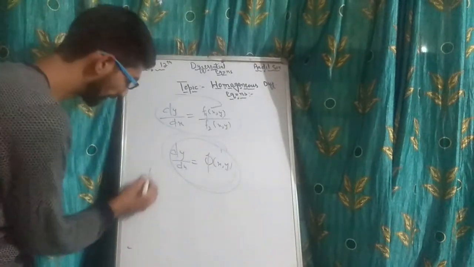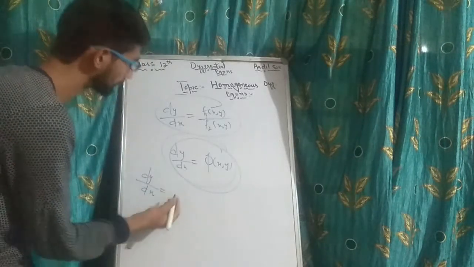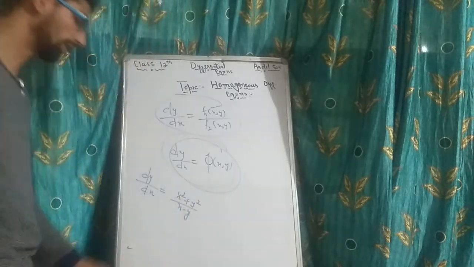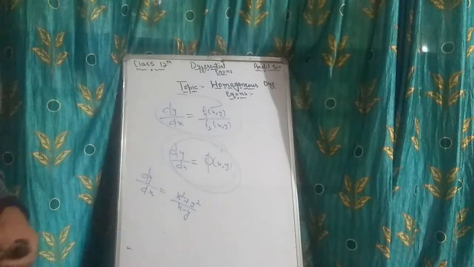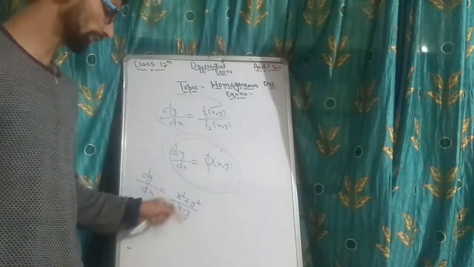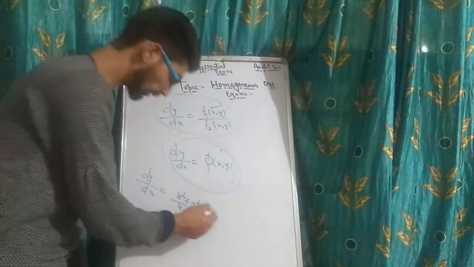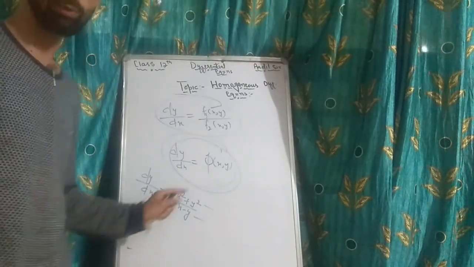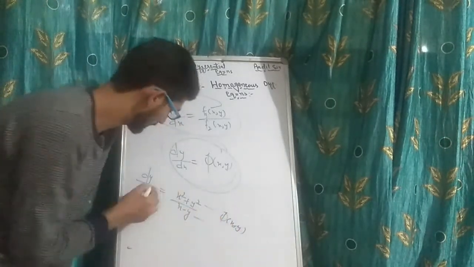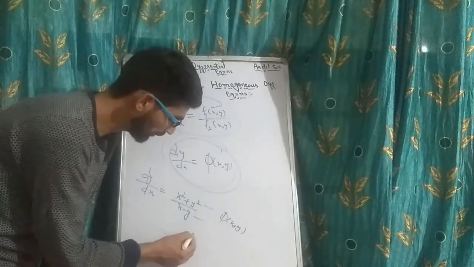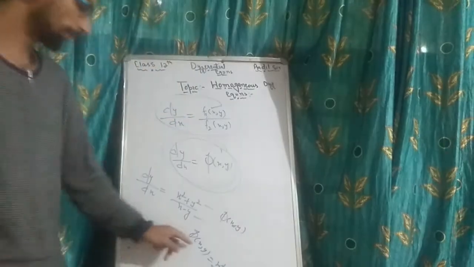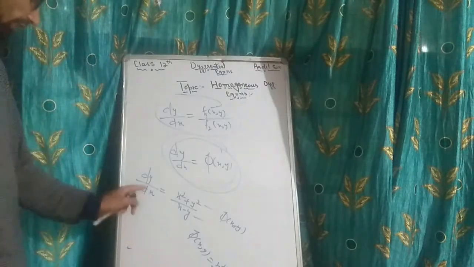For example, if we have dy by dx equals x square plus y square divided by x minus y, we have to check whether this is a homogeneous differential equation or not. We check whether x square plus y square is homogeneous and x minus y is homogeneous. If both are homogeneous, then the differential equation is homogeneous. Or we take this as phi of x, y, equal to x square plus y square divided by x minus y. If phi of x, y is a homogeneous function, then this differential equation is homogeneous.